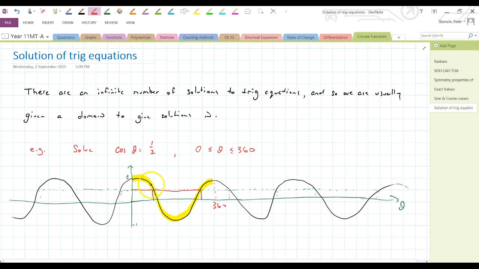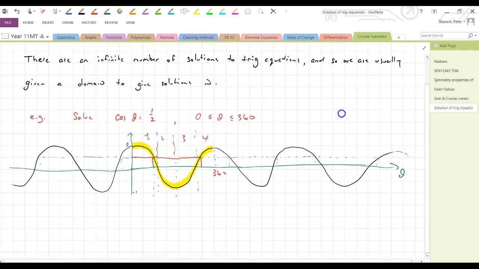They're in quadrant 1. This is quadrant 1 here. Quadrant 2 is that quadrant there. This is quadrant 1 that goes through the x-axis there, and quadrants 3 and 4. So 1, 2, 3, and 4. And we've got solutions here in quadrant 1, and here in quadrant 4, because cos is positive in those quadrants. So cos theta equals 1/2.